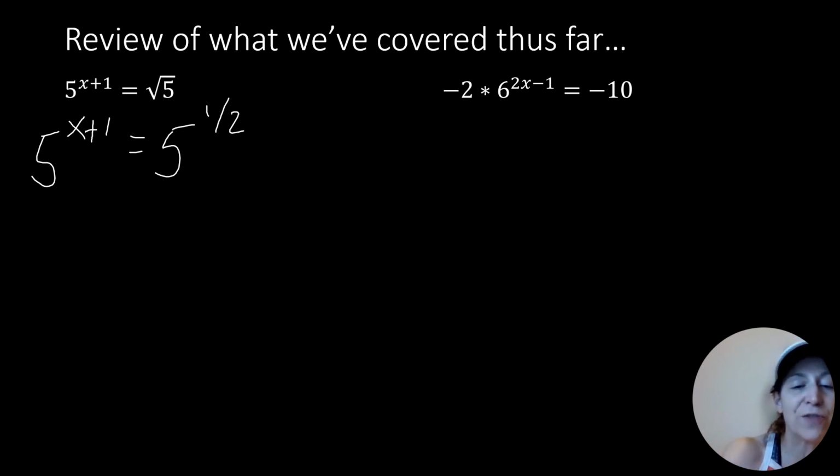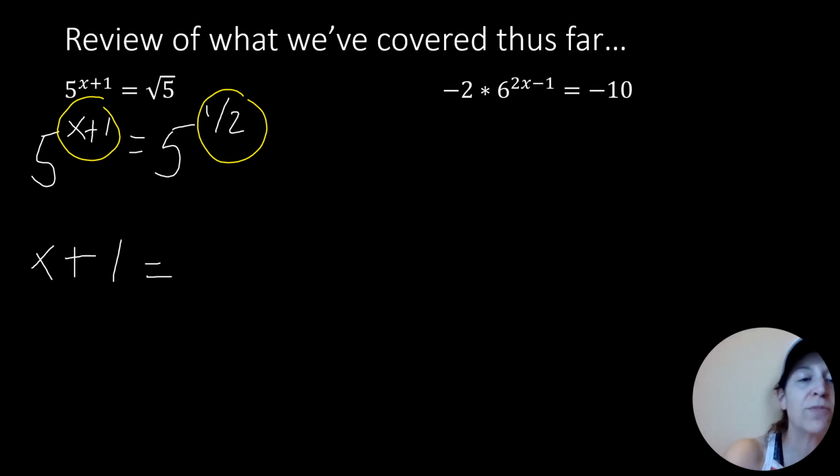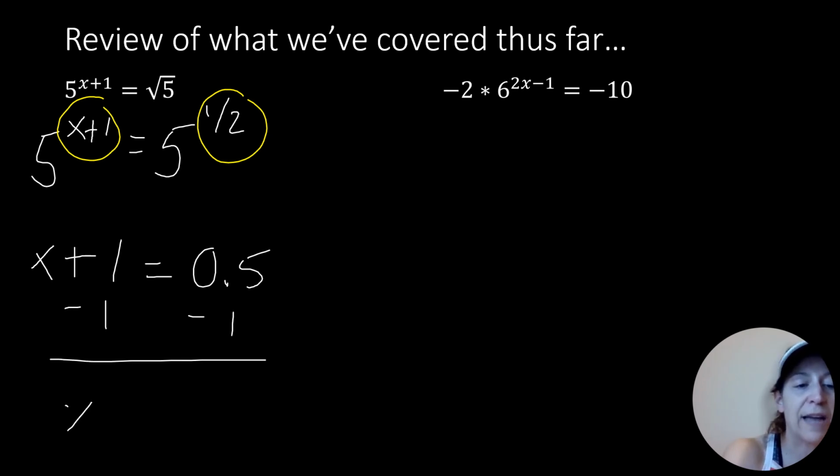Now this strategy works the same way it did a couple lessons back, where you could set the two exponents equal to each other. And you are welcome to use a fraction here if you would prefer to use a decimal. Desmos will handle the fraction arithmetic for you. So if you want to use the 1/2, that's not a problem. Then we would subtract the 1 from both sides, and we get x is equal to negative 0.5, or negative 1/2 if you kept it as a fraction.